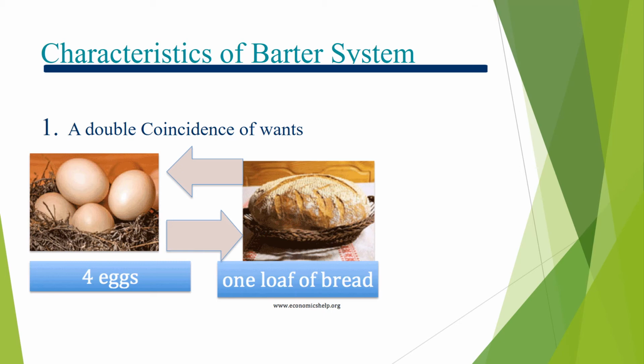So let's say, for example, this person has 4 eggs on the left and another individual on the right has 1 loaf of bread. Now if the person with the eggs wants to exchange with the person on the right with the loaf of bread, then he has to want that loaf of bread. If he's not interested in the bread, then exchange cannot take place. And if the person on the right is not interested in the eggs at all, then exchange cannot take place. So that's a drawback of the barter system, right? Double coincidence of wants. Let us move on.